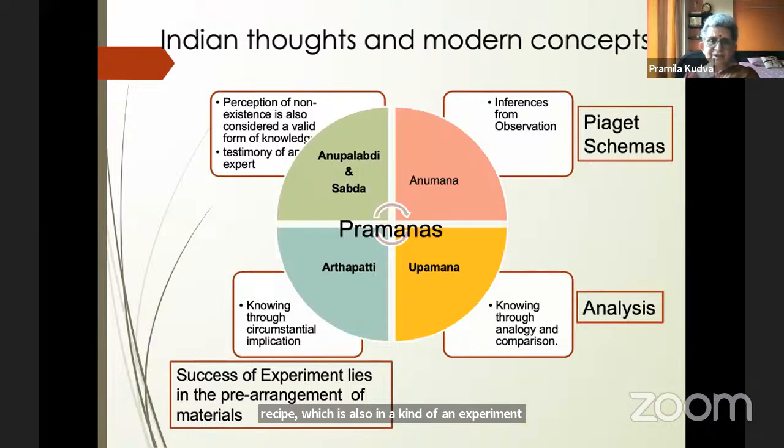And the last two, one is Anupalabdhi. Anupalabdhi is absence of evidence. Now, the NCF talks about the dogs did not bark at night. Modern pedagogy has no parallel to this. I could not find it, at least. Now, Anupalabdhi, the dogs did not bark at night.